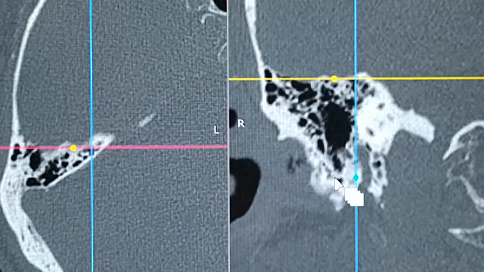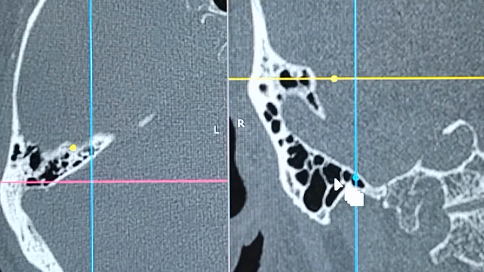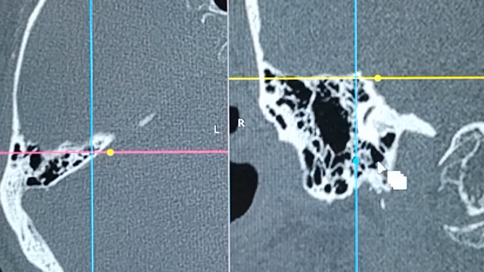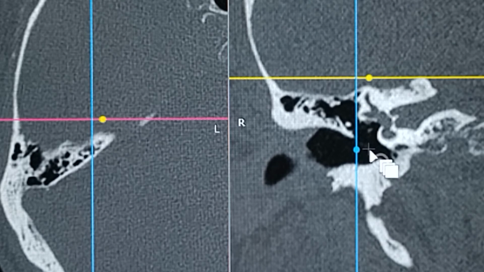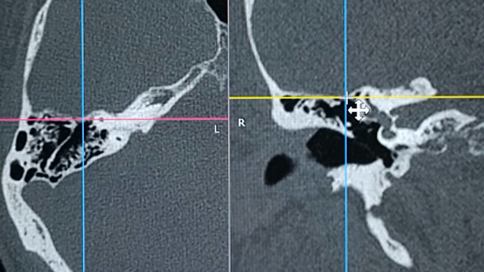For that I have to expose the middle ear cavity, and for me the middle ear should be somewhere here. That's the tympanic membrane, that's the cochlea, that's the vestibule. So this becomes the middle ear cavity. That is basically nothing but the tegmen tympani right there. That's the tegmen tympani right there.